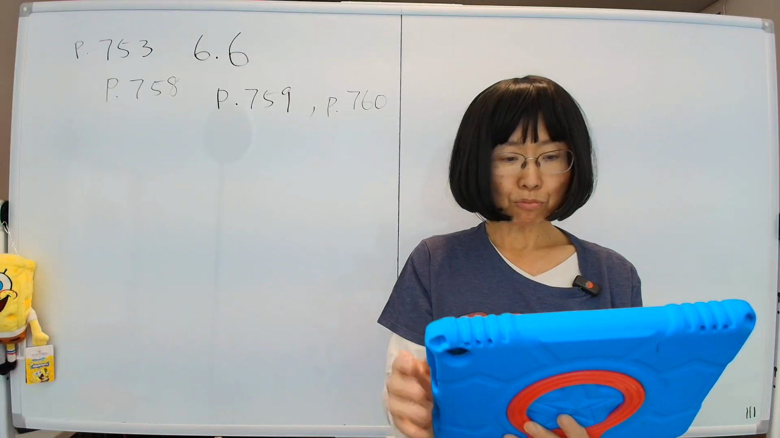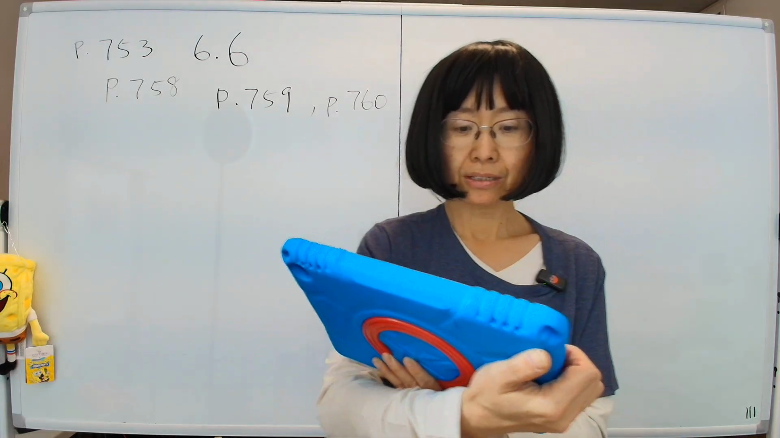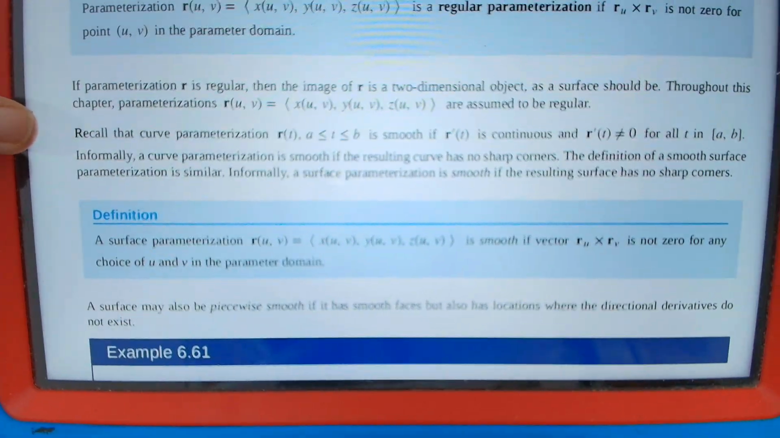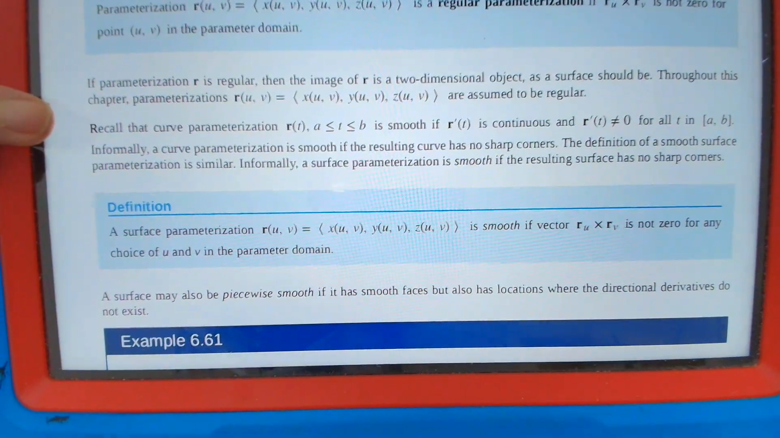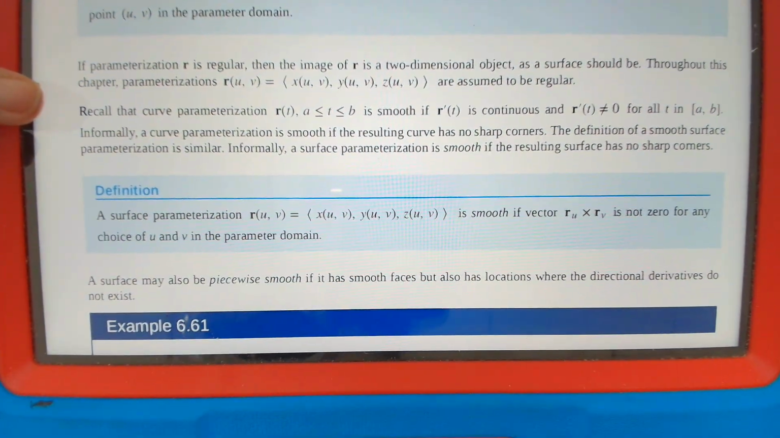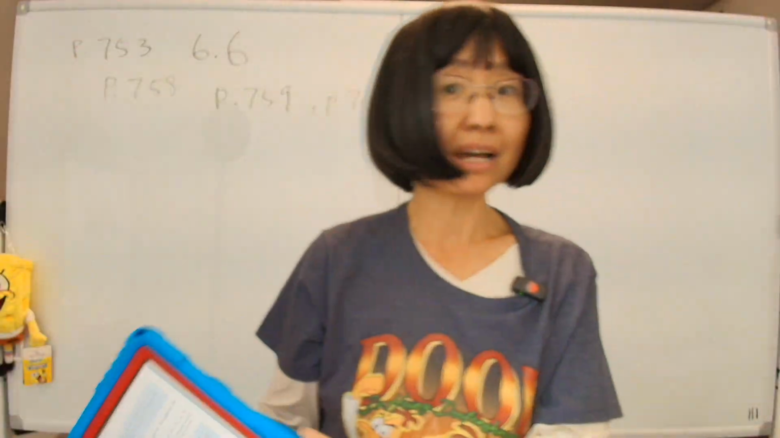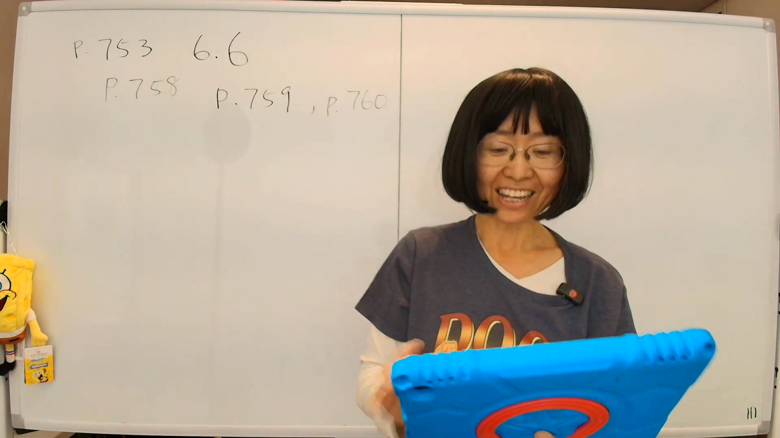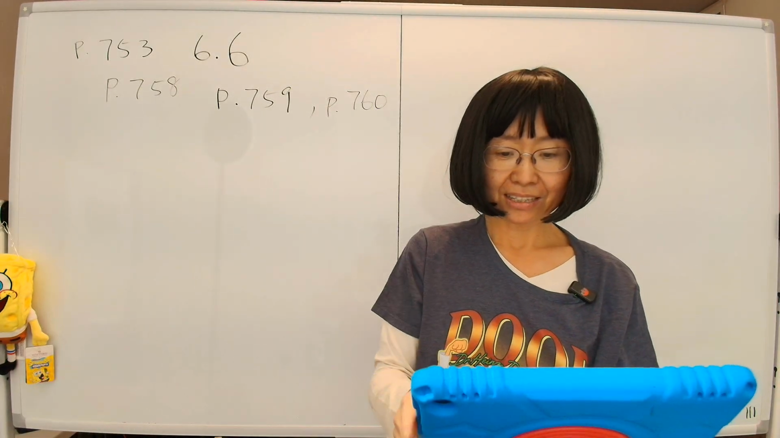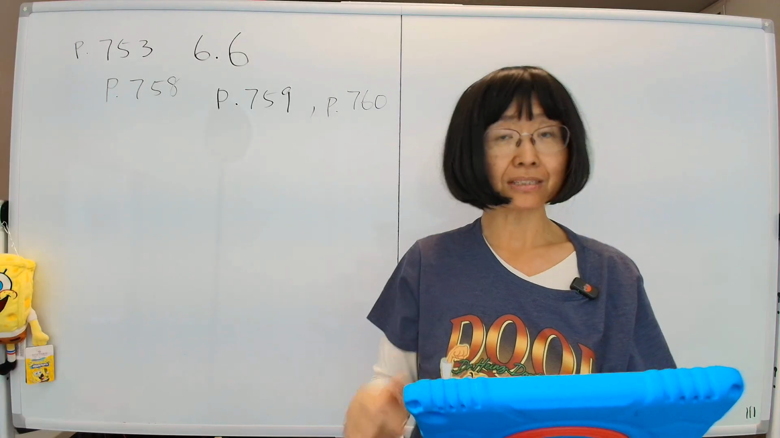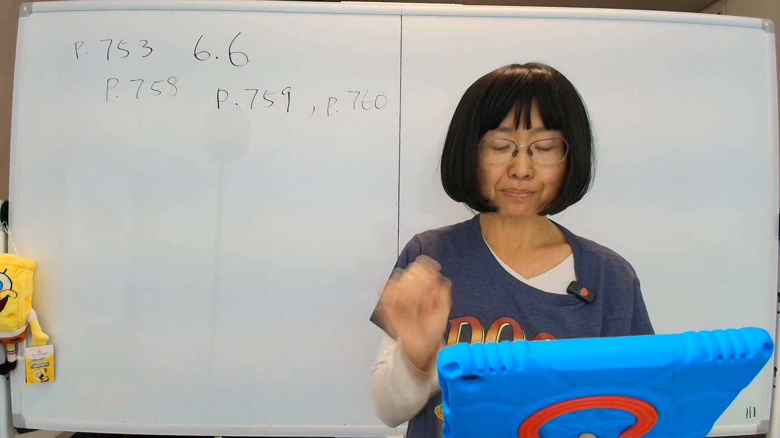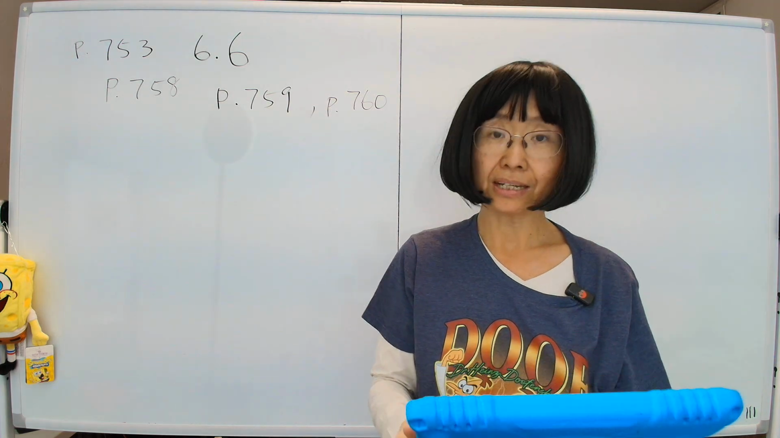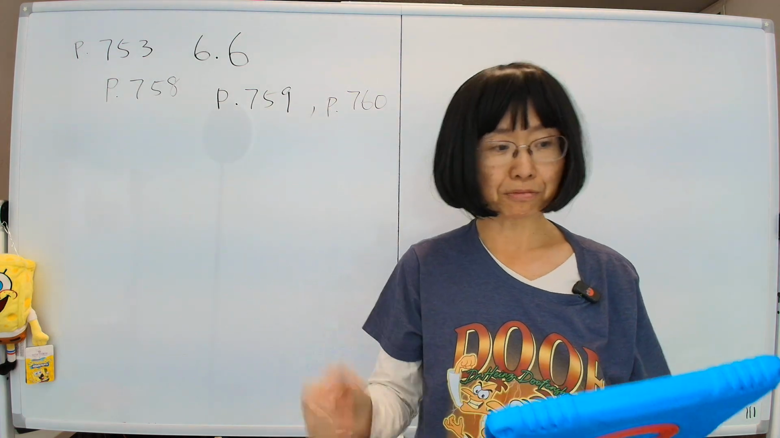But I want to point out one thing in the middle of the page where it says something interesting. It says, recall that the curve parameterization r(t) is smooth if r'(t) is continuous and r'(t) is not 0. Now, I don't recall any such thing. They never mentioned that, but this is something you should bear in mind. That is, if r'(t) is not 0, then your curve is smooth, which means it doesn't have a weird corner on it.